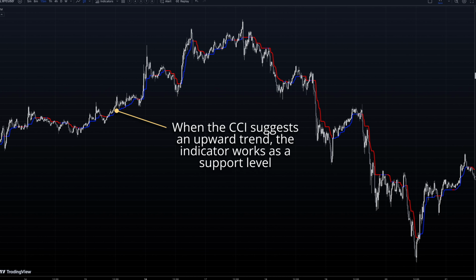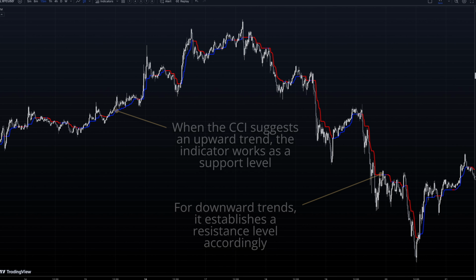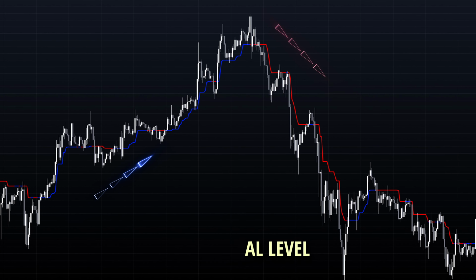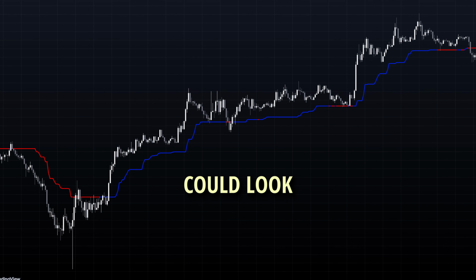When the CCI suggests an upward trend, the indicator sets a support level, while for downward trends, it establishes resistance. The plotted line serves as both a visual guide for trend direction and a potential level for price reversals. A potential strategy using the Trend Magic indicator could look like this.